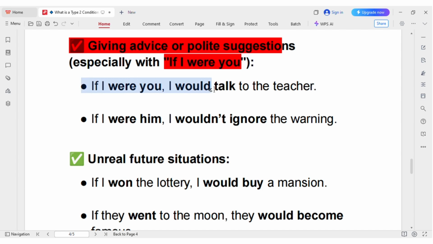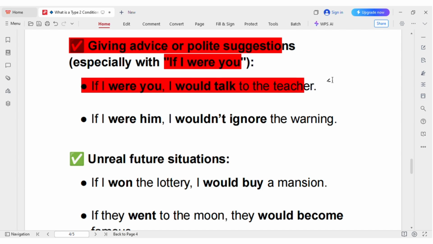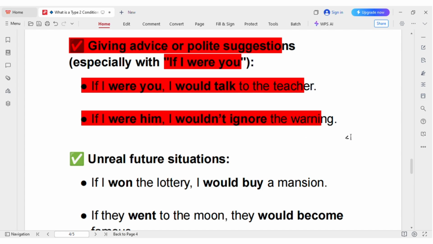If I were you, I would talk to the teacher. That is, if I were in your place, I would talk to the teacher. If I were him, I wouldn't ignore the warning. That is, if I were in your place, I wouldn't ignore the warning.